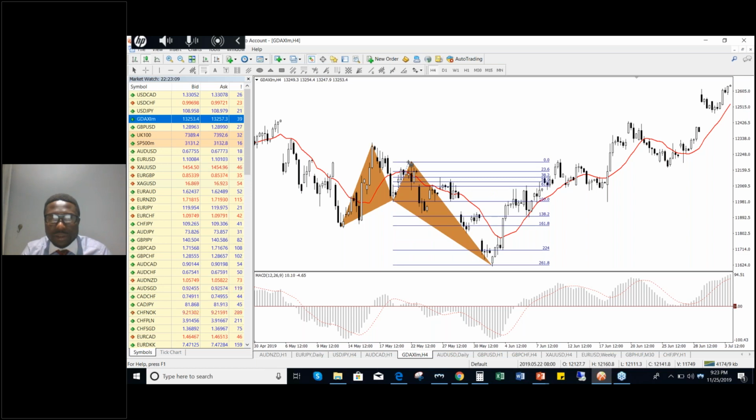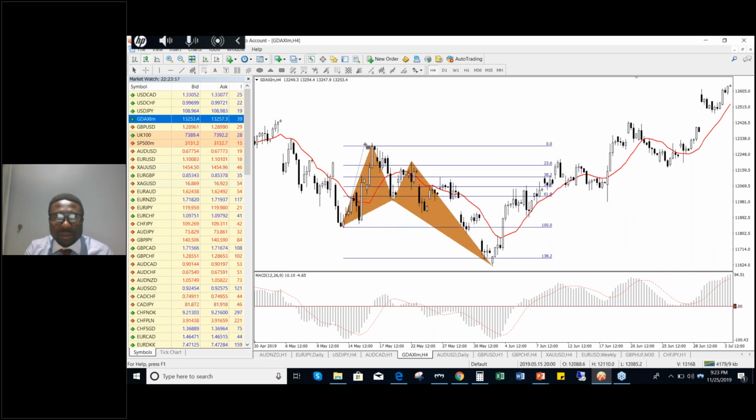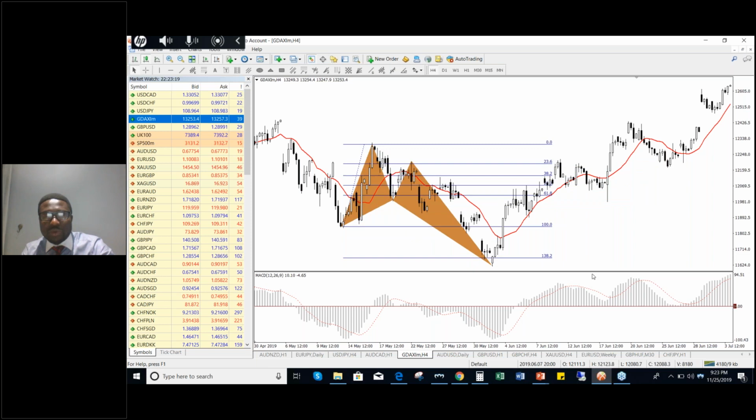Here, this is 261.8. And then from here, this is 138.2, not up to 161.8. So this is not a perfect crab.